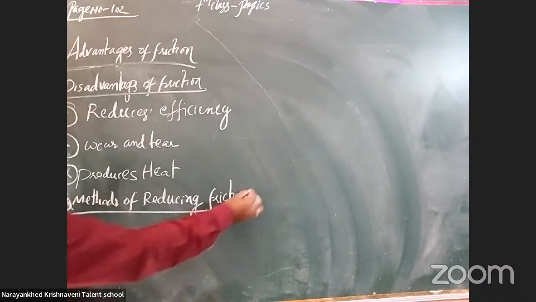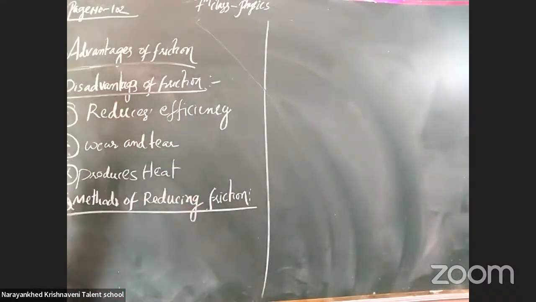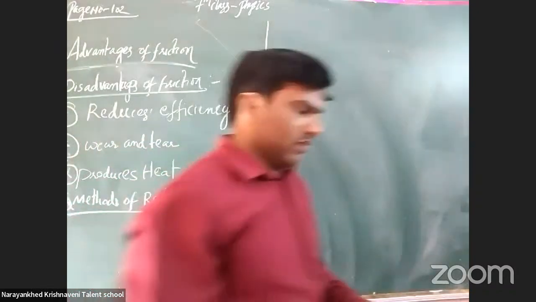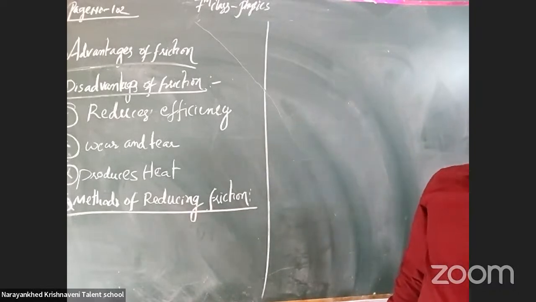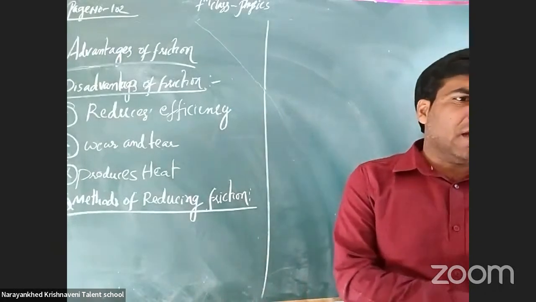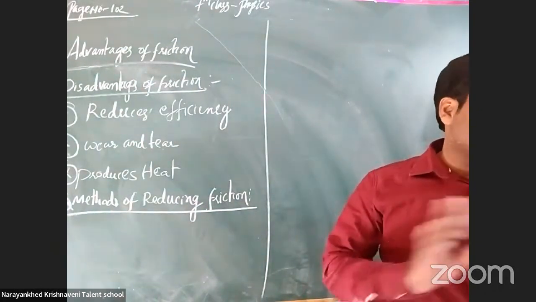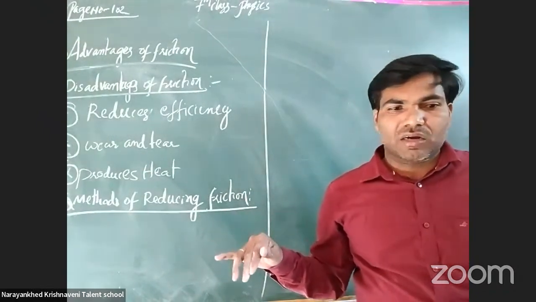Methods of reducing friction here. How do we reduce friction? What necessary steps do we have to take for reducing friction? Friction can be reduced by polishing or smoothing surfaces. When we smooth the surface, or polish the surfaces, they become very smooth, you know very well. Got it or not?